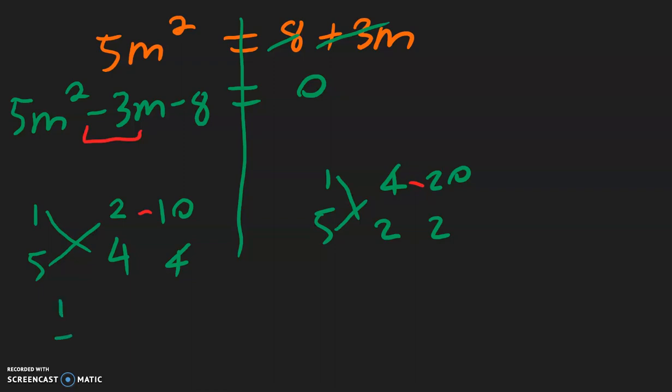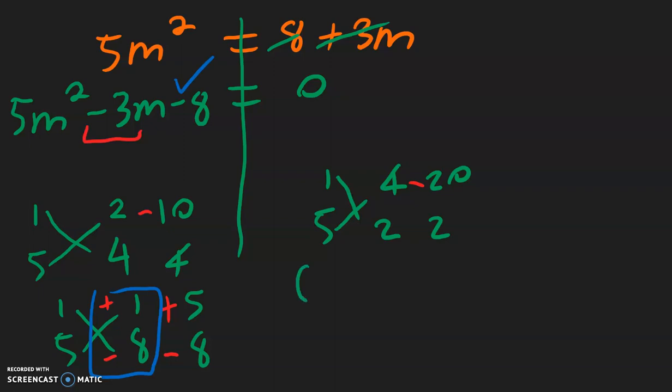So 1 and 5. Let's try 1 and 8. 1 times 8 is 8. 5 times 1 is 5. Now the bigger number needs to be negative, so let's put the negative on 8. And then negative 8 plus 5 is negative 3. So copy the signs over. And double check. A positive times a negative is a negative, so that works.